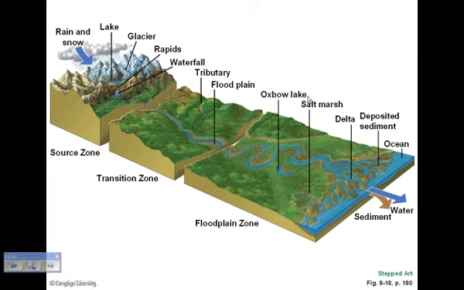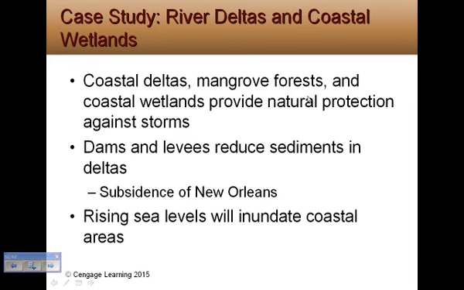You also can get some different types of features, oxbow lakes, which we're not going to get into a lot, where the river used to flow over in that area and some of the water simply got trapped as that part of the river was cut off from the rest of the river. But at any rate, that gives you an idea of some of the different characteristics of a river.